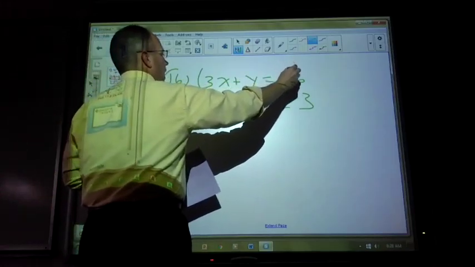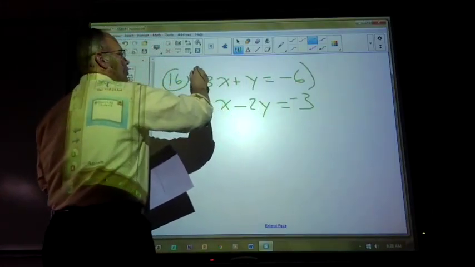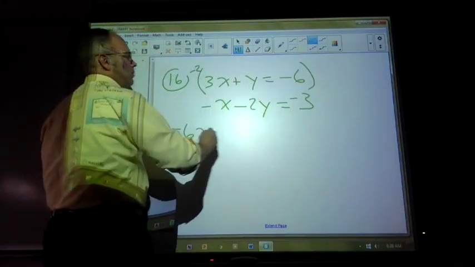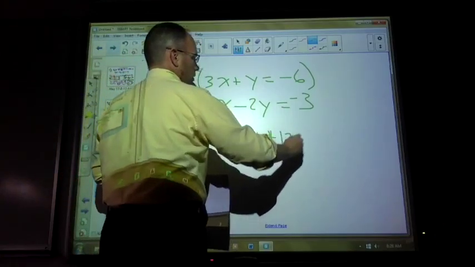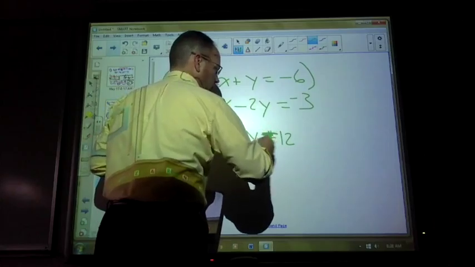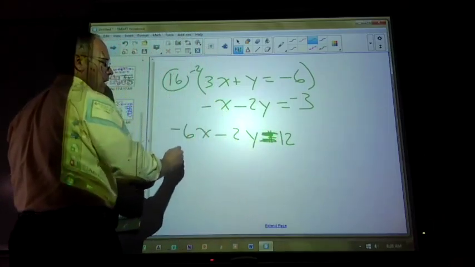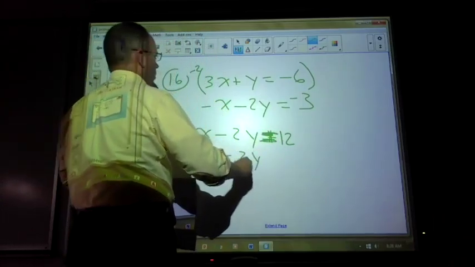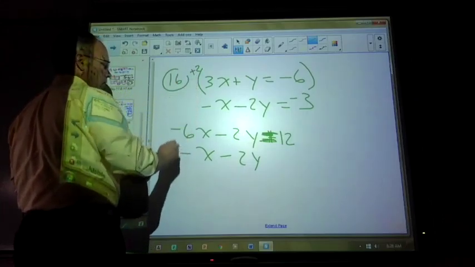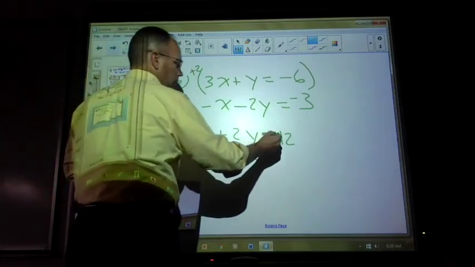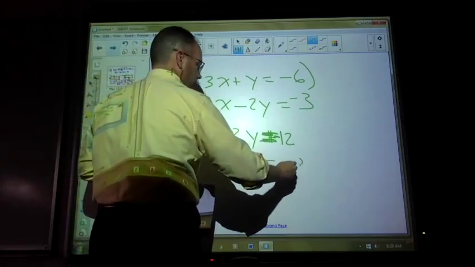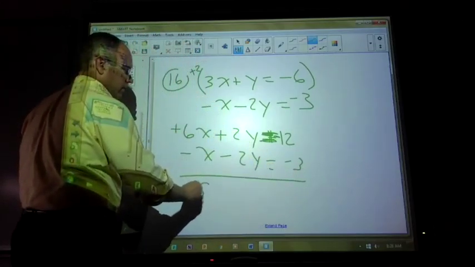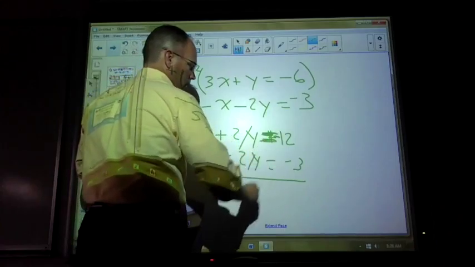Let's do it this way. Let's multiply this by negative 2. So that's negative 6x minus 2y equals positive 12. Negative x minus 2y. Whoa. There should be a positive. Doggone it. That's a negative. Should have been a negative. All right. Equals negative 3. So that's 5x.